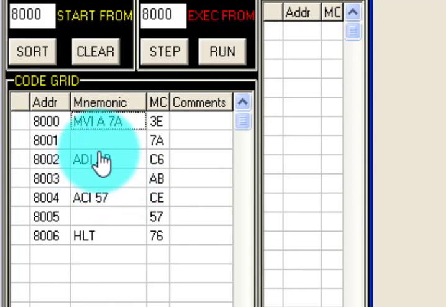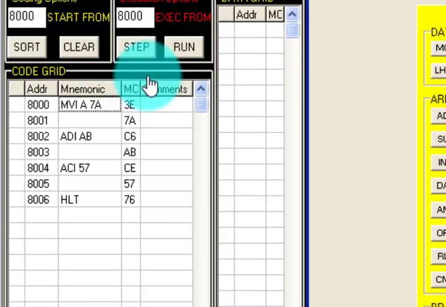It adds the contents of register A with this data AB and stores the result in register A. And ACI means add immediate data along with the carry with register A. So ACI will add the contents of register A with this particular data as well as the carry which was generated in the previous addition, and store the result in register A. So let us run it.